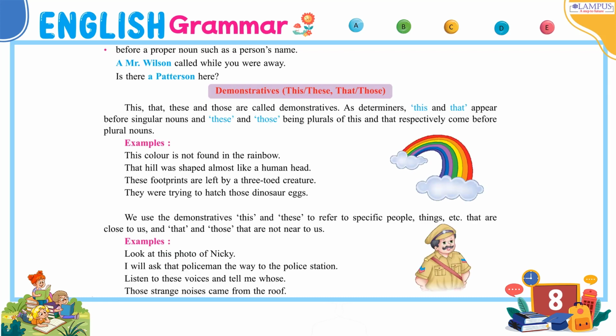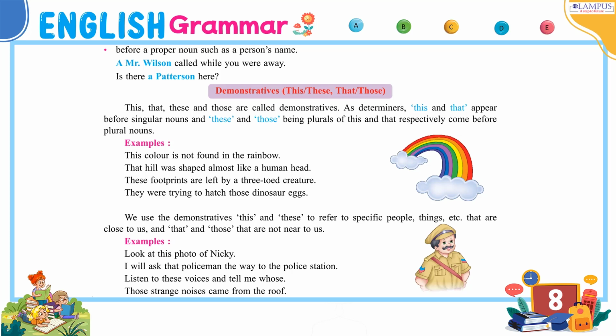Demonstratives: this or these, that or those. This, that, these and those are called demonstratives. As determiners, this and that appear before singular nouns, and these and those, being plurals of this and that respectively, come before plural nouns. Examples. This color is not found in the rainbow. That hill was shaped almost like a human head. These footprints are left by a three-toed creature. They were trying to hatch those dinosaur eggs.